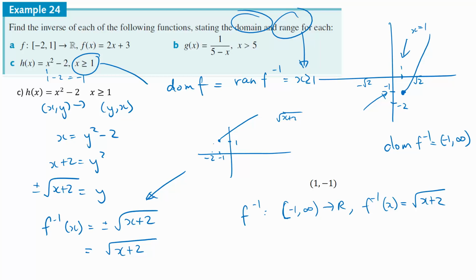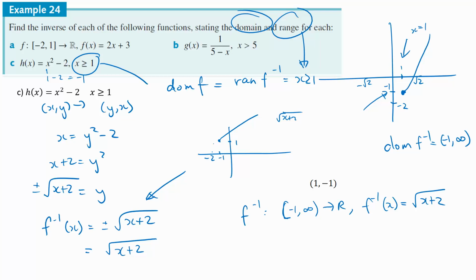Your range of the inverse, would it be wrong to say x is greater than or equal to 1? Oh, I see what you mean. Yes, actually, maybe you should write it the other way around. So you should do domain of f is equal to x greater than or equal to 1, and you write on the side, equals range of f inverse. But I know what you mean by using the x variable here.